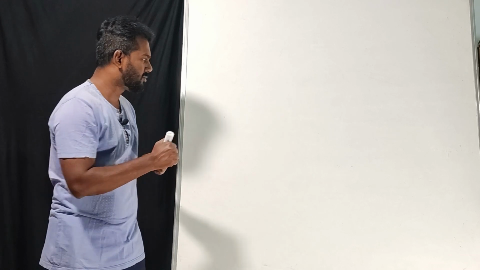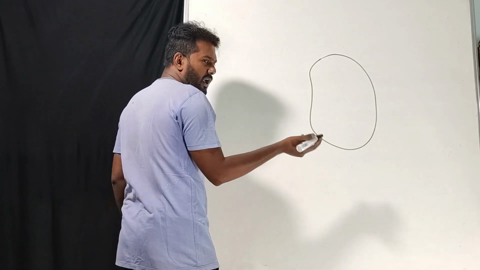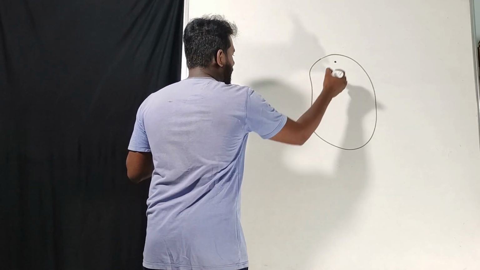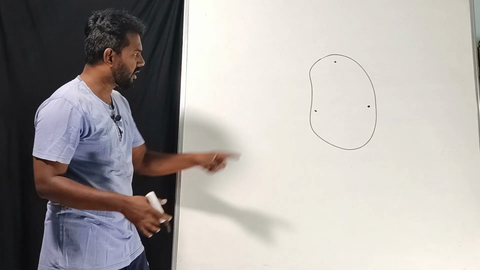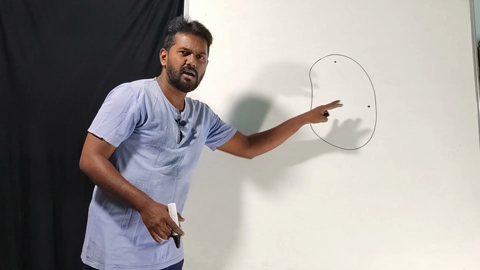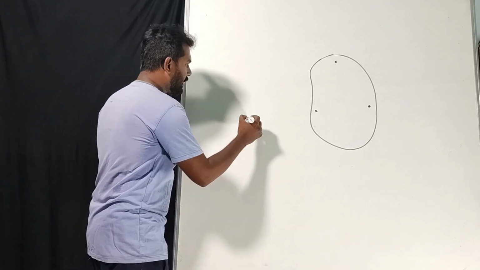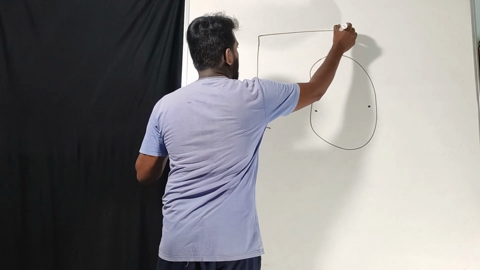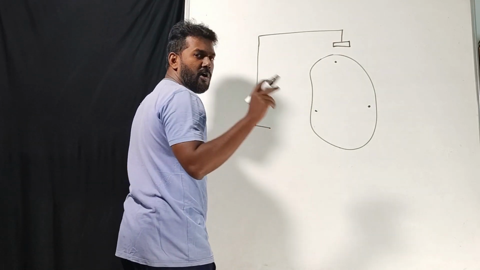Take an irregular shape object; you can take any shape. In this shape you can make 3 or 4 holes anywhere, making sure they are at the corners, at the edges. Now take a stand, and this stand should have 2 things.